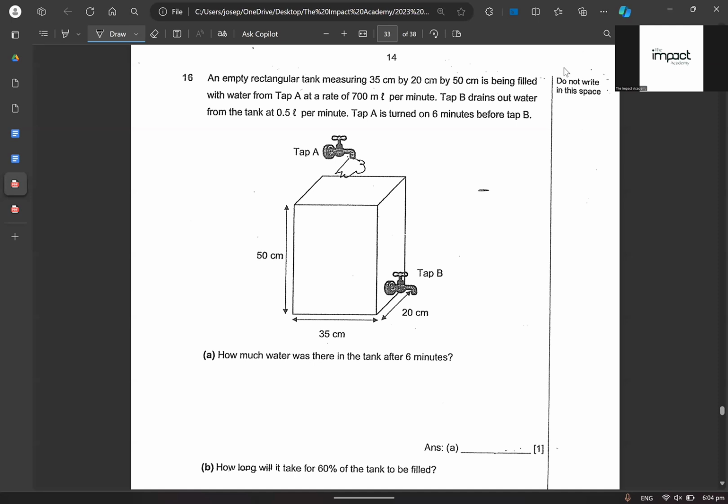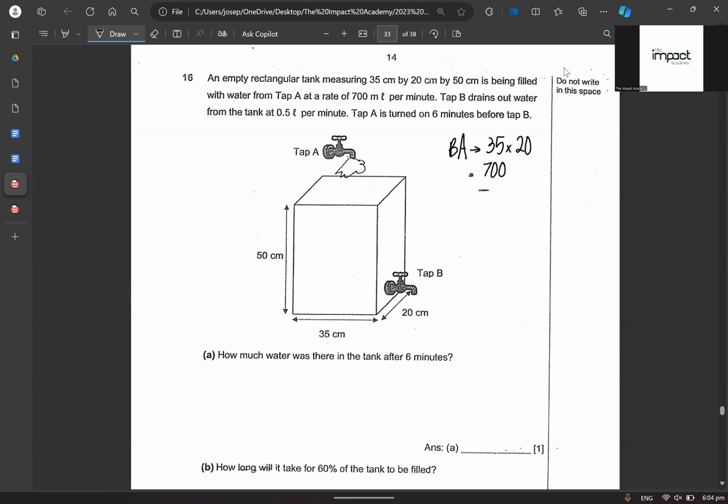Now you see that this is an empty rectangular tank. The first part is very simple. What I want to do now is to find the base. Let me explain. The base area is basically just 35 times 20. Do you agree or disagree? When I do 35 times 20, we get 700.